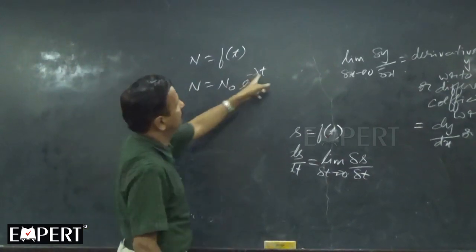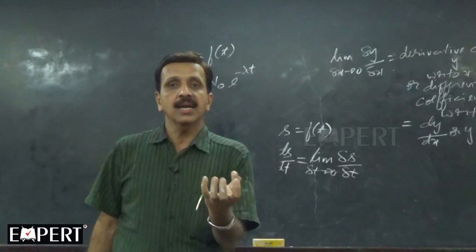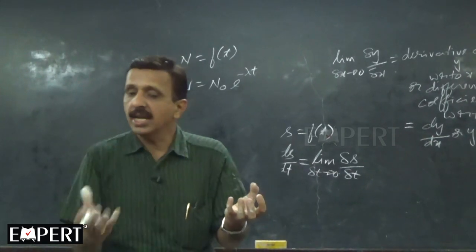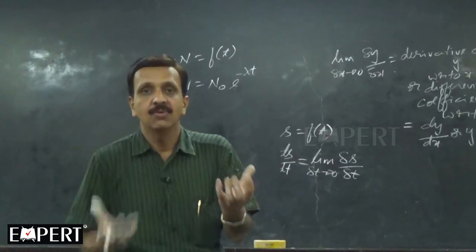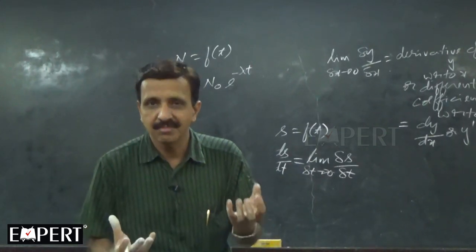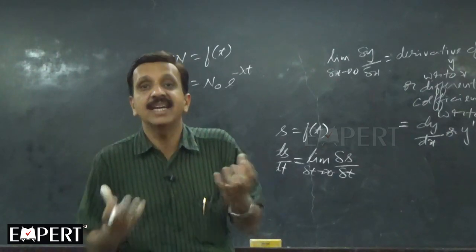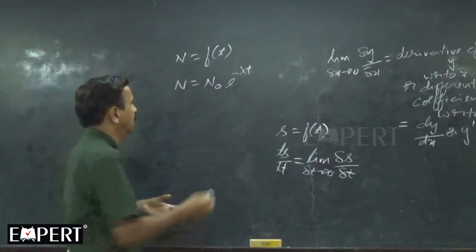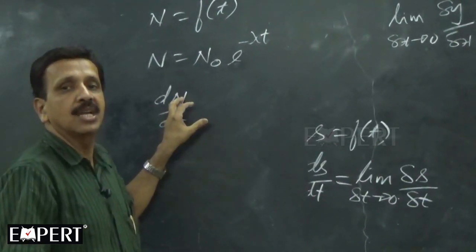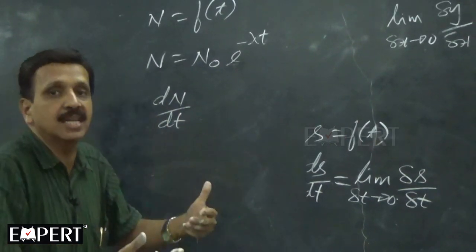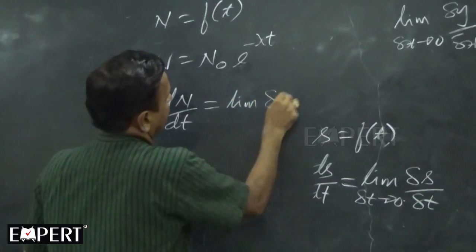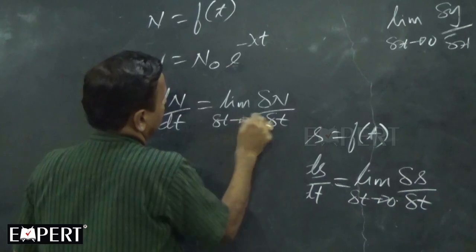So, N is equal to N0 into e to the power of minus lambda t. Now, you take 1 gram of uranium, 1 gram of radium. In case of uranium, the disintegration may be slower. In case of radium, disintegration may be faster. You need to compare the rate of radioactive disintegration in case of uranium and in case of radium. How do you compare? To compare, you require an expression, a quantity, a numerical value. That is nothing but differentiation, the derivative, the differential coefficient. So dN by dt gives the idea of the rate of radioactive disintegration, how fast the atoms disintegrate, how fast the atoms decay with respect to time. dN by dt is equal to the limit of delta N by delta t when delta t tends to 0.